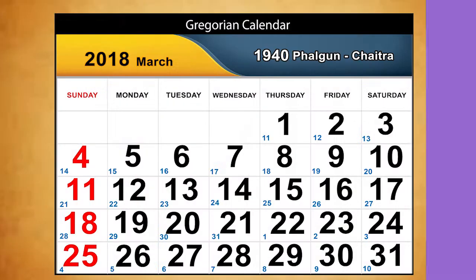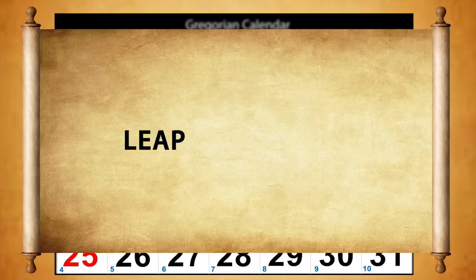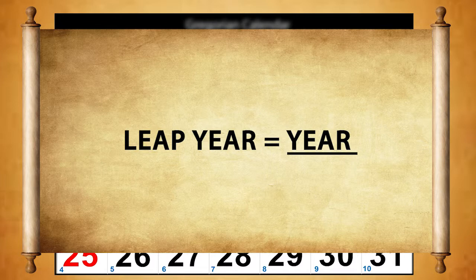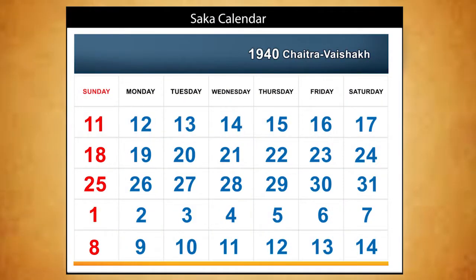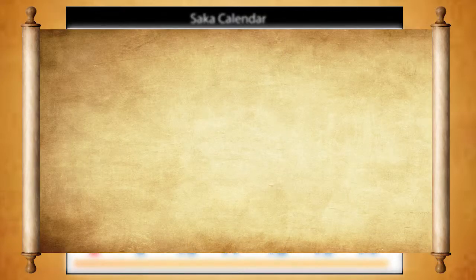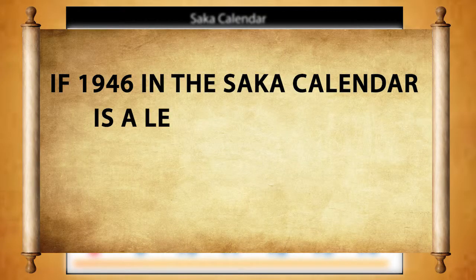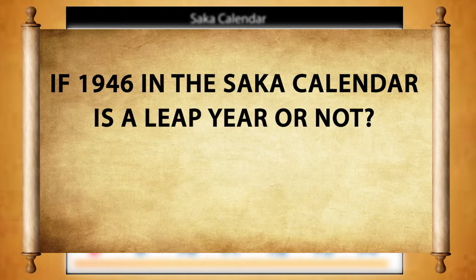You know that in a Gregorian calendar, to find out if a year is a leap year or not, we need to divide the year by 4. If the year can be exactly divided by 4, we call it a leap year. However, for the Saka calendar, we first need to convert the Saka year to its corresponding Gregorian year and then divide it by 4.